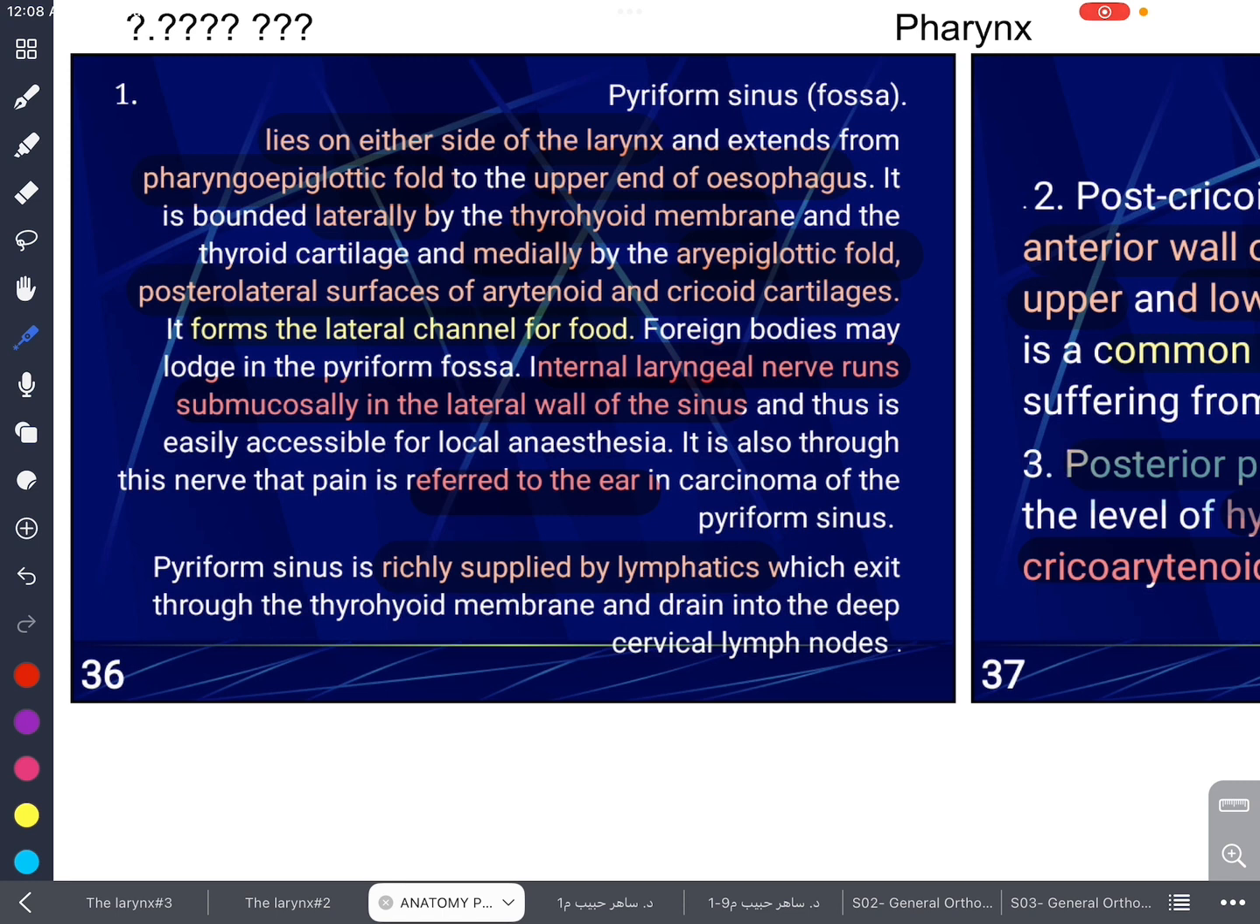What is also important clinically is that in the submucosa of the piriform sinus there is a nerve called the internal laryngeal nerve, and during surgery we can anesthetize this nerve. Also, in the presence of cancer, pain can be referred from the piriform fossa to the ear. And this area is usually supplied by lymphatics that drain into the cervical lymph nodes.